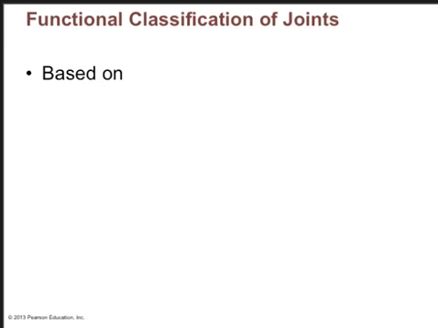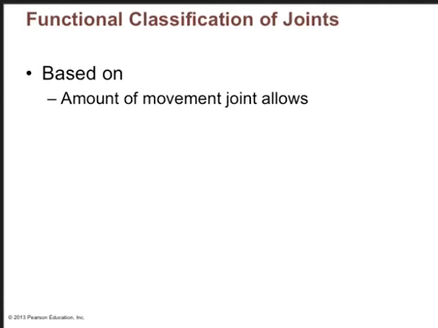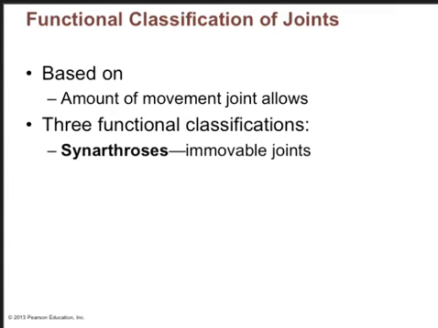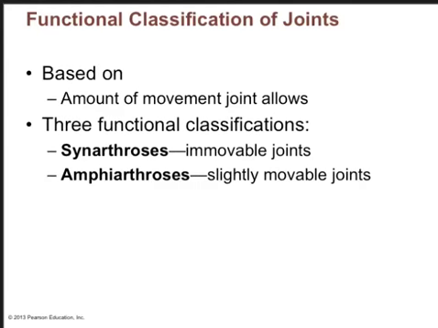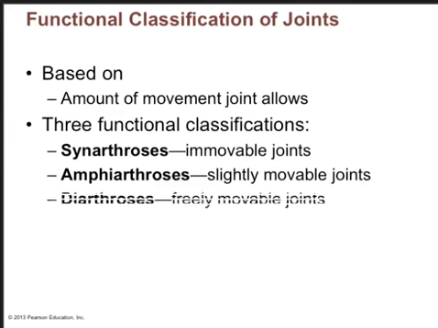So if we look at the functional classification of joints, it's generally based on the amount of movement that the joint allows to take place. There can either be no movement, there can be a slight degree of movement, or there can be a high degree of movement. And the way that we classify them is that synarthrotic joints are immovable, amphiarthrotic joints are slightly movable, and diarthrotic joints are freely movable.